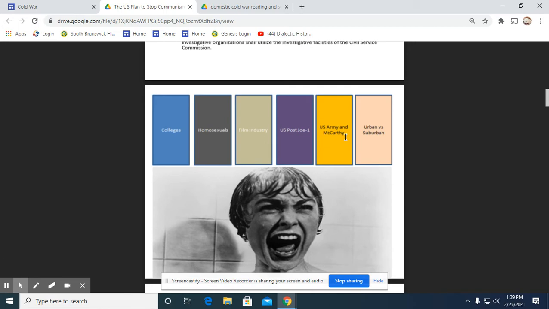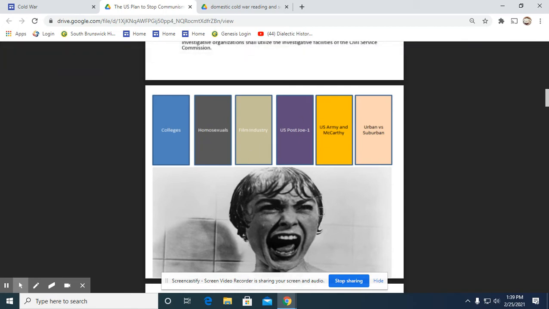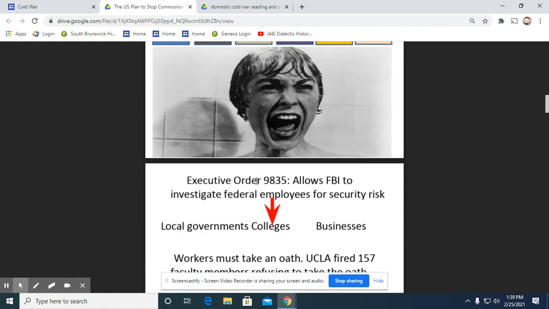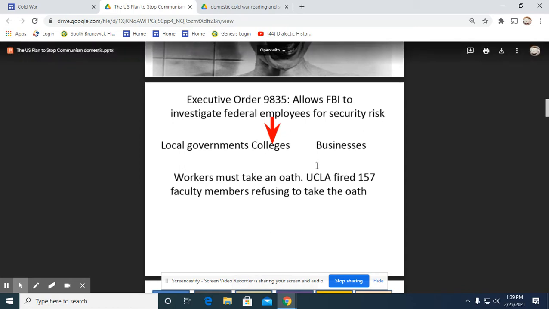We'll see how this kind of pans out with regard to colleges, even though the colleges are not necessarily a part of the government. However, the issue here is that the executive order does allow the FBI to investigate individuals. So here we're looking at community colleges, whether or not the FBI can look at business. Keep in mind the FBI deals with domestic, whereas the CIA deals with global issues.